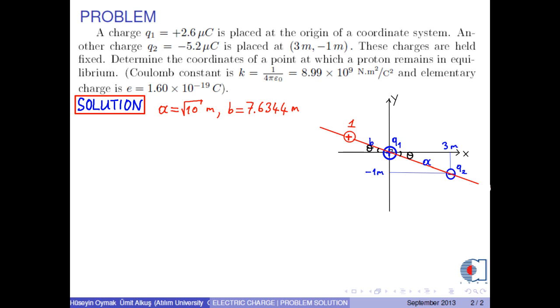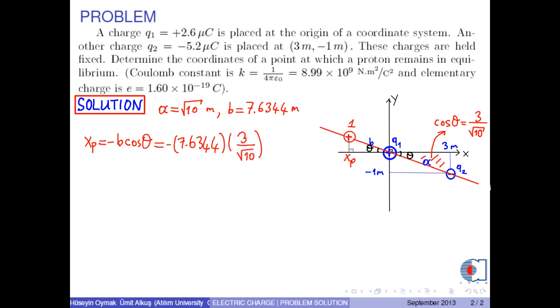Now, according to the figure, the x component of the point is negative b times cosine theta, since it is on the negative x-axis. We know b. However, to find cosine theta, we use the right triangle, so we find it as 3 over square root of 10. Therefore, the x-coordinate is approximately negative 7.24 meters.